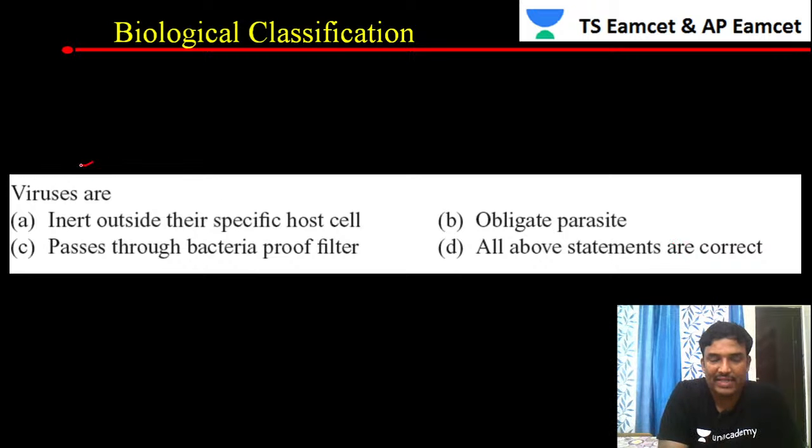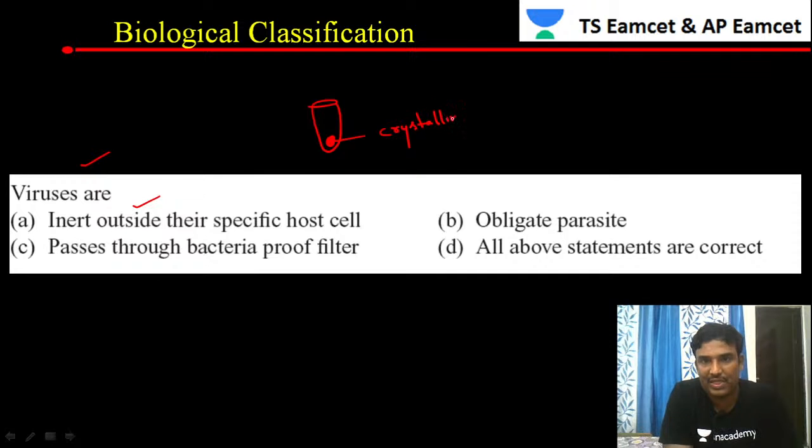Next. What is the importance of this virus? Just now we have seen that viruses are inert outside the specific host. Virus inside the test tube is in a crystalline form, and it is inert.